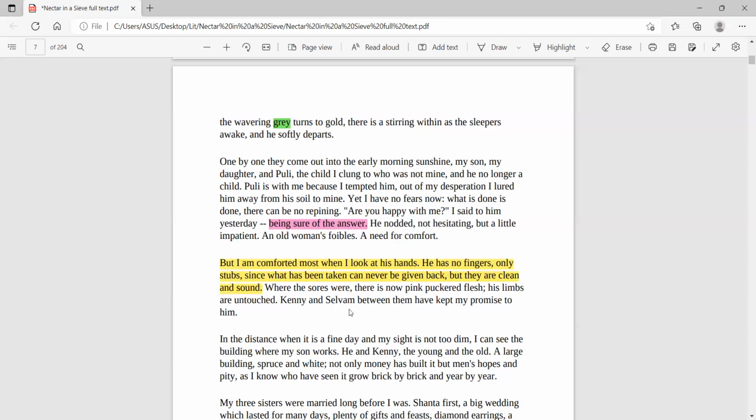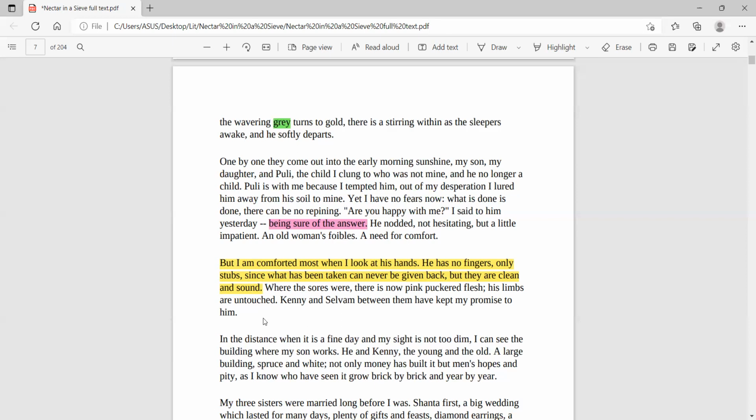Yes, this shows that Puli was not in a great physical condition, not in a good state, before the narrator brought him here. After Puli came here, we don't know where here is, still, but after Puli was brought to the place where they are now, his physical condition improved. His fingers were not there, only stubs were remaining. So that was made a good condition when he was brought here by the protagonist. Where the sores were, there is now pink puckered flesh.